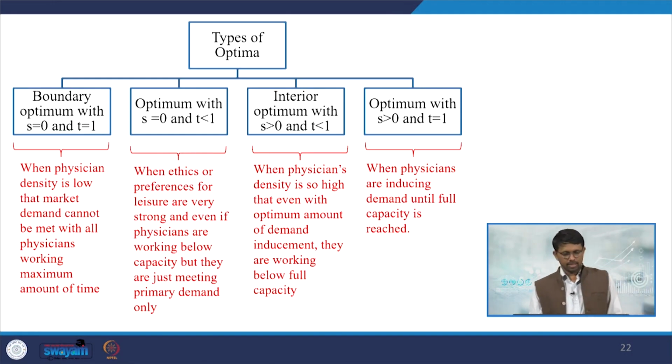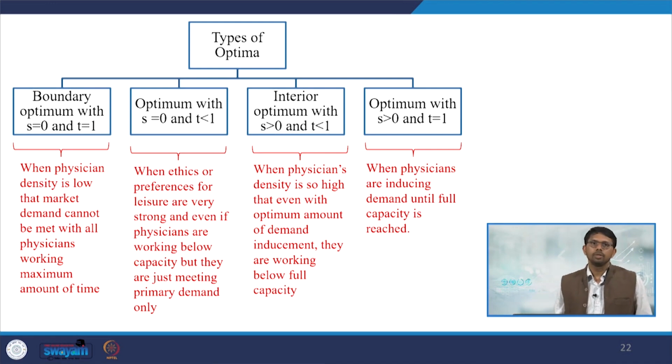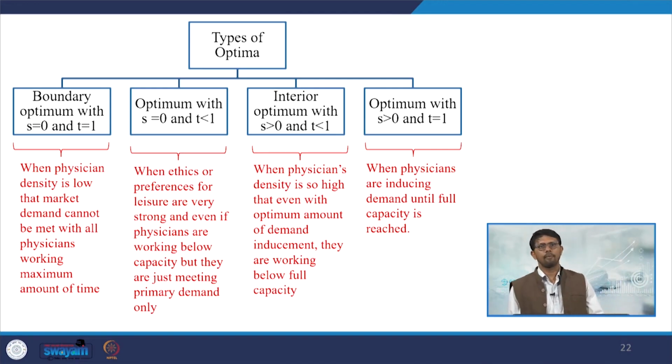In the second case, optimum with no induced demand, but T is a fraction, so leisure time is left. When ethics or preference for leisure are very strong, even if physicians are working below capacity, they are just meeting primary demand only, therefore S equal to 0.